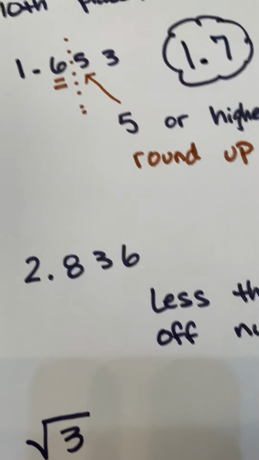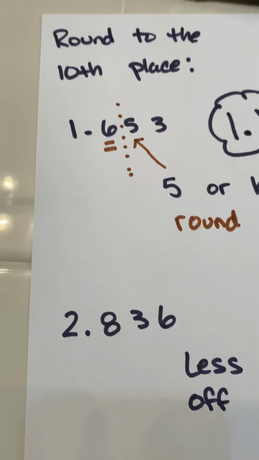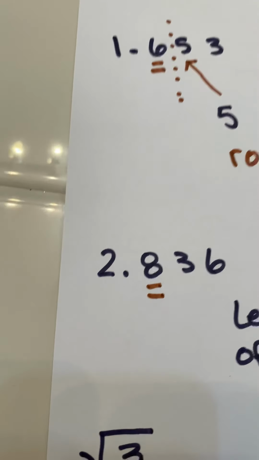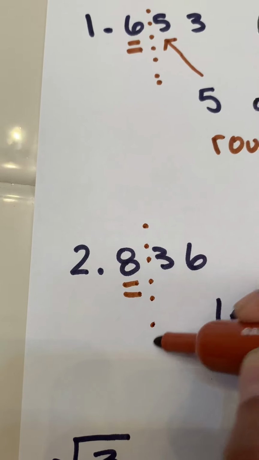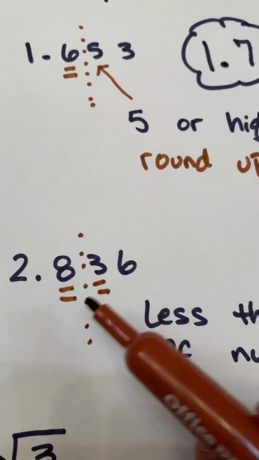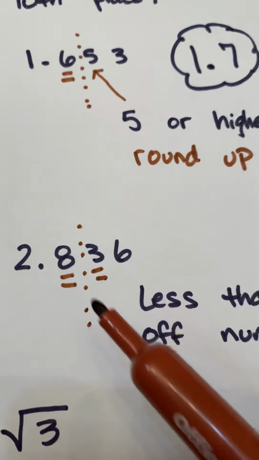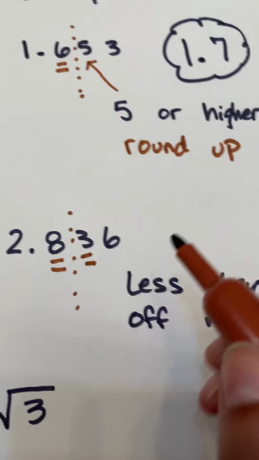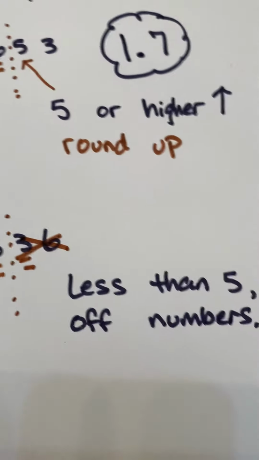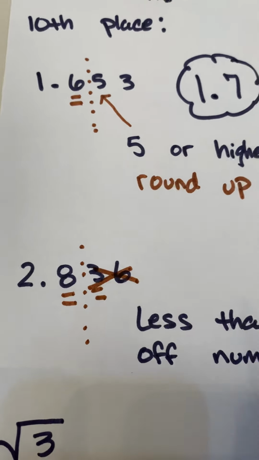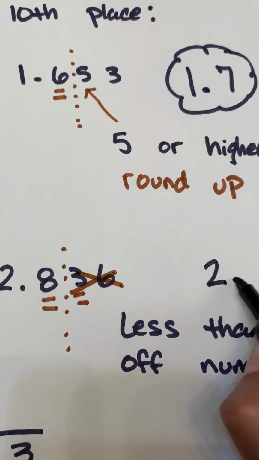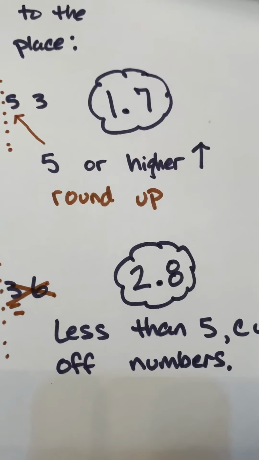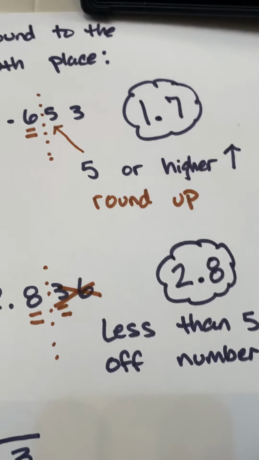In the next example, I have 2.836. Again, the first number after the decimal is the number that's in the 10th place. I'm going to look at the number that comes second, and I'm going to check, is that number 5 or higher? No, it's less than 5. So if the number is less than 5, I'm going to cut off the rest of those numbers. So I'm going to cut off the 3 and the 6. Those are no longer part of my rounded answer. And the rounded answer for 2.836 is just going to be 2.8, and my number is rounded to the 10th place. So only one number after the decimal point.